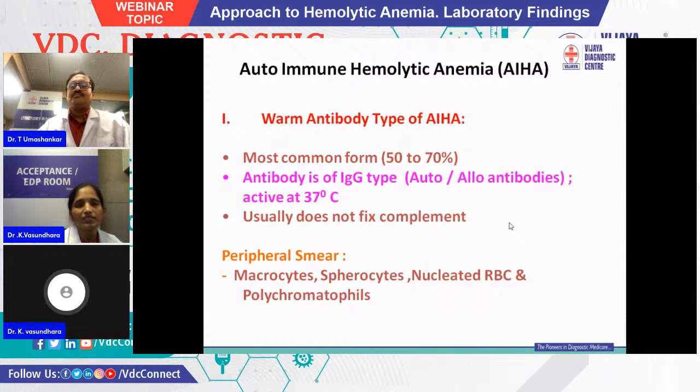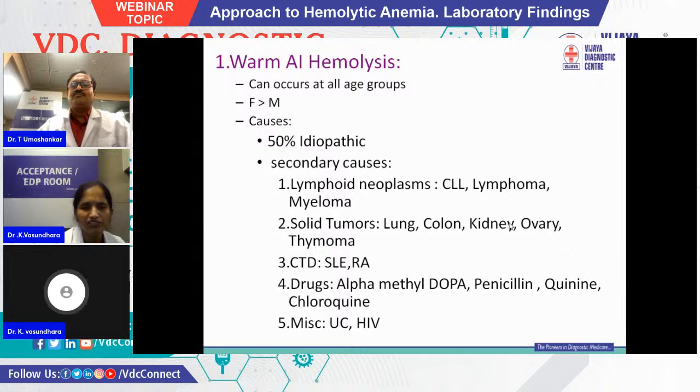So the causes for these autoimmune hemolytic anemias, 50% of cases are idiopathic etiology. There is no particular reason we'll have an idiopathic. And the secondary causes include connective tissue disorders like systemic lupus erythematosus, rheumatoid arthritis, and few cases because of the drugs, which can also induce this warm autoimmune hemolysis, and also lymphoneoplasms like CLL, lymphomas, and few disseminated malignancies also induce this warm autoimmune hemolysis.